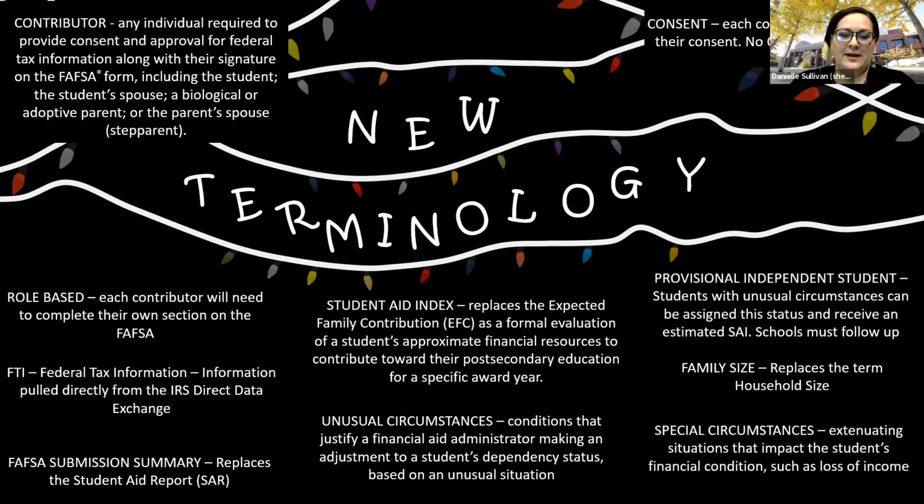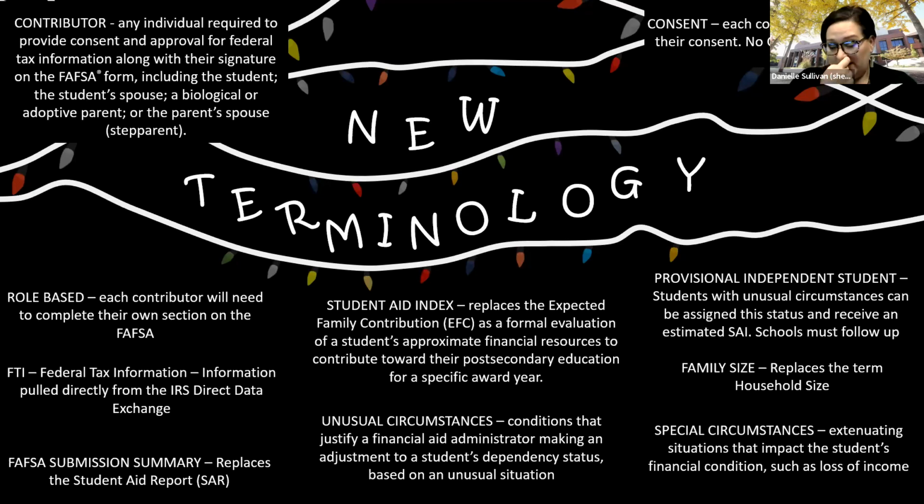The other big one is that EFC, expected family contribution, is going away, and that's going to be replaced by the student aid index. So it's going to be able to be negative as well. So students can have a negative student aid index, and this will be what financial aid administrators are going to use to calculate a student's eligibility for Pell Grants, other types of grants, student loans.